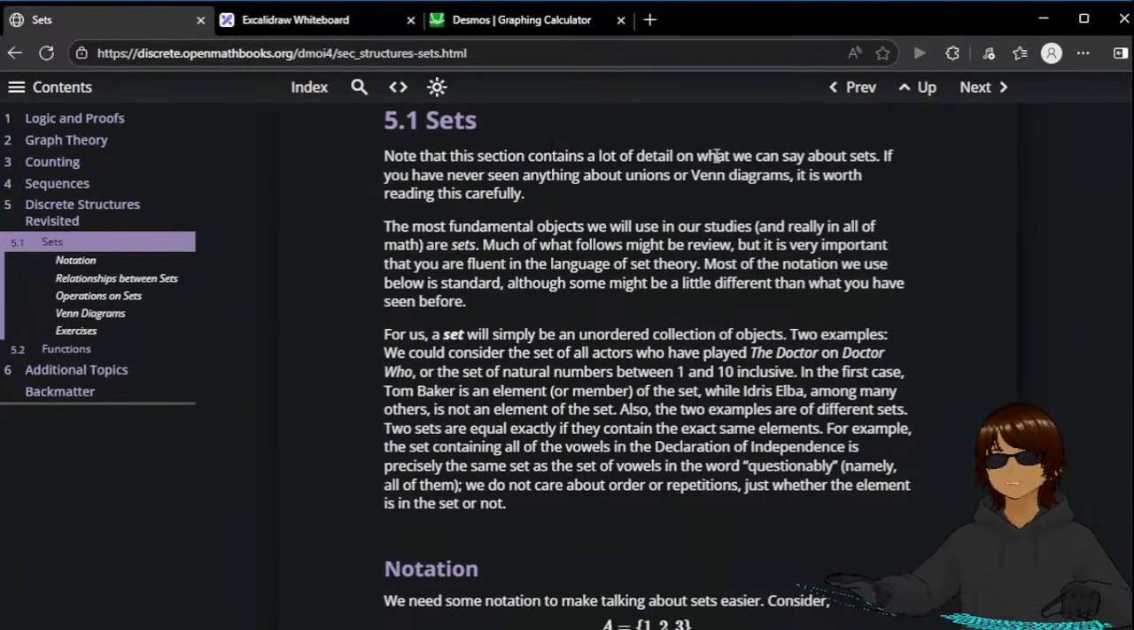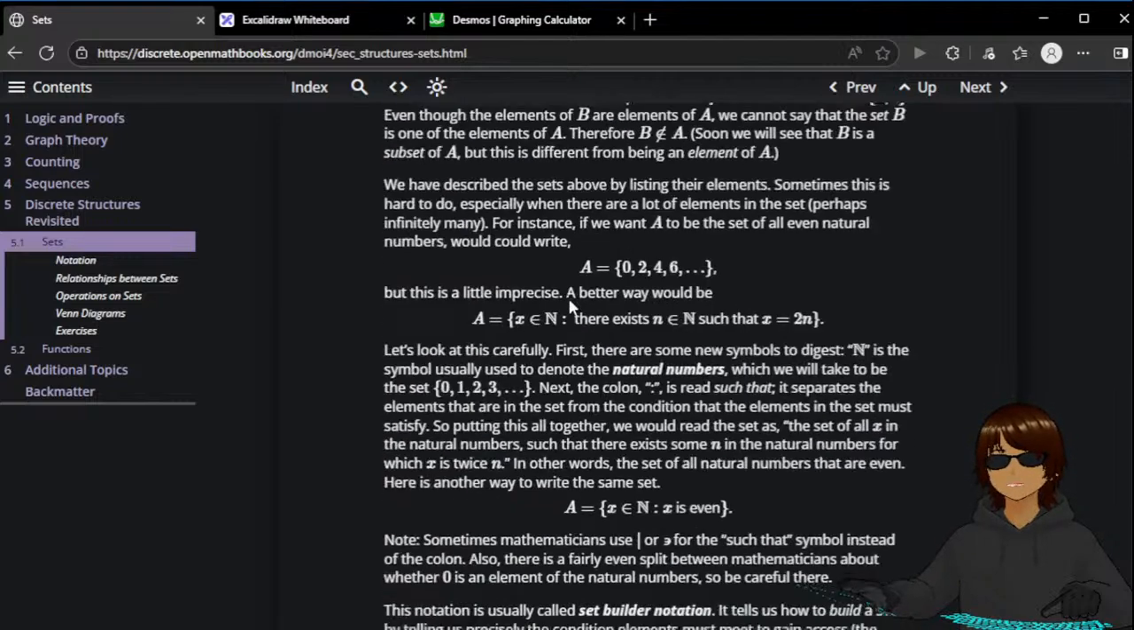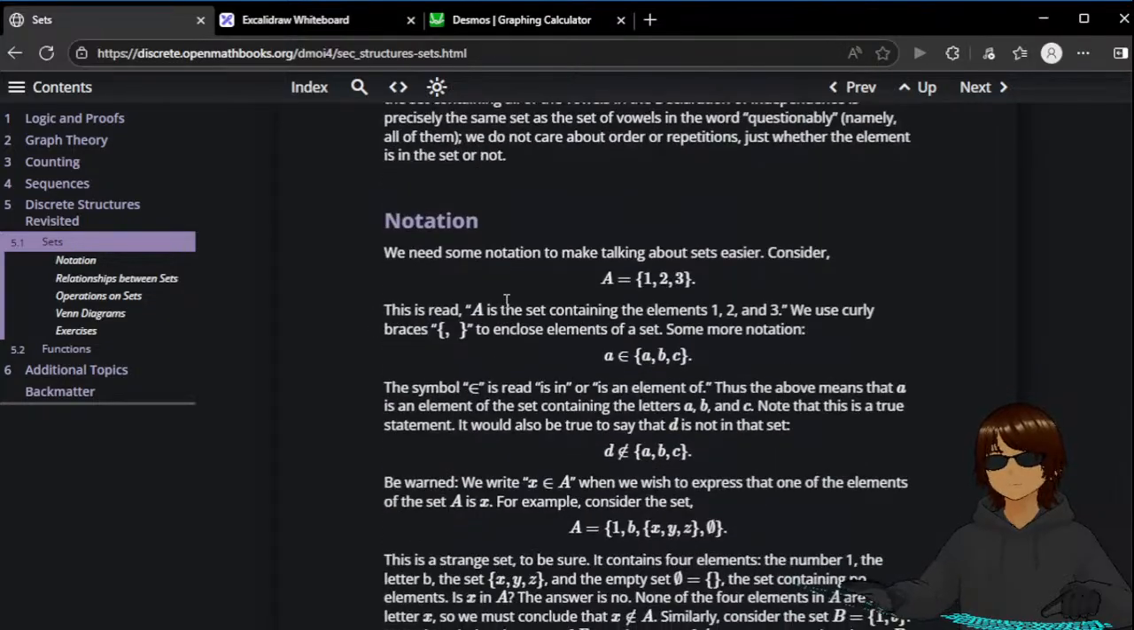This section contains a lot of detail on what we can say about sets. If you have never seen anything about union or Venn diagrams, it is worth reading this carefully. For us, a set will simply be an unordered collection of objects. So notation, I think I will rush through.